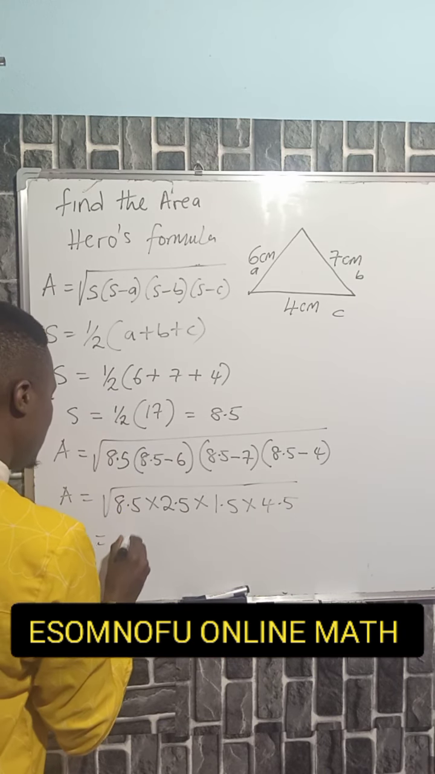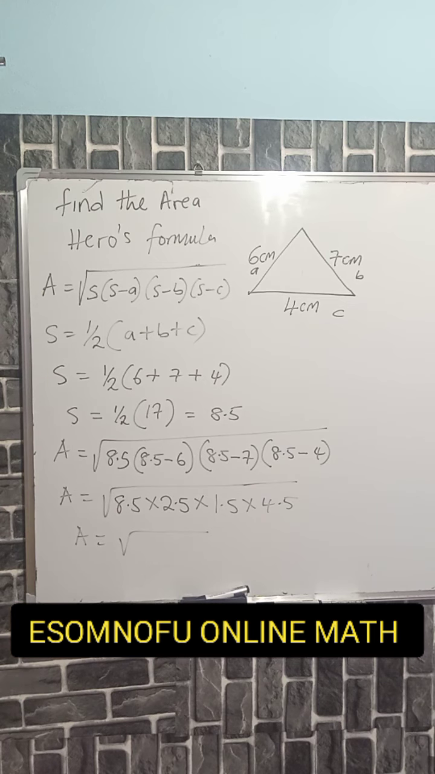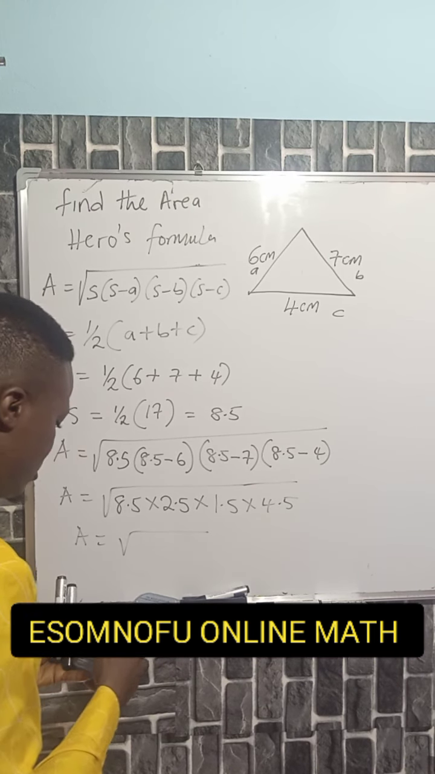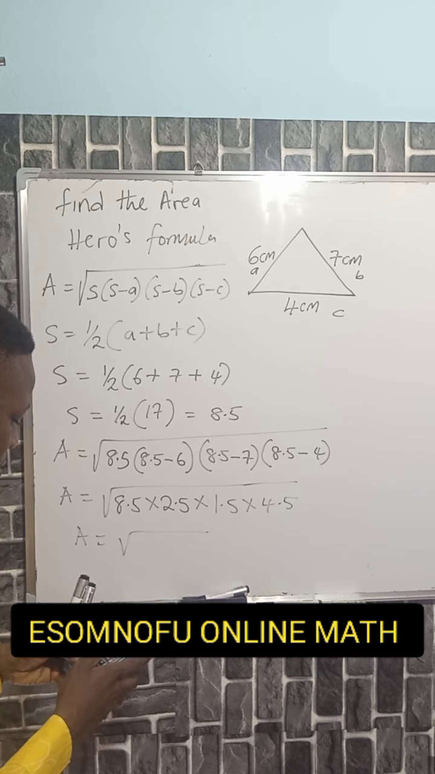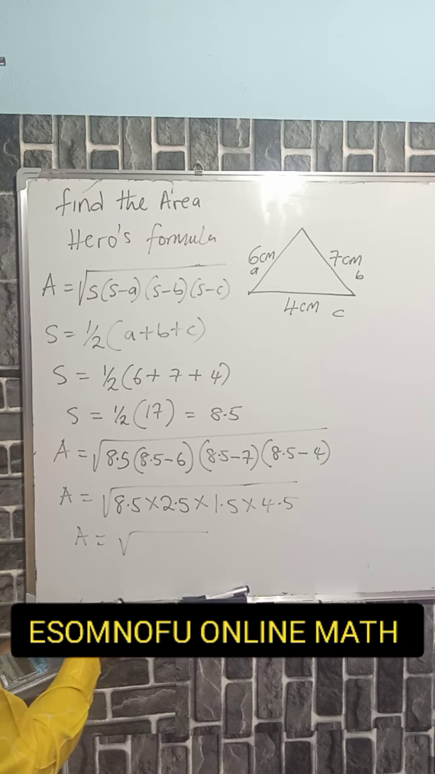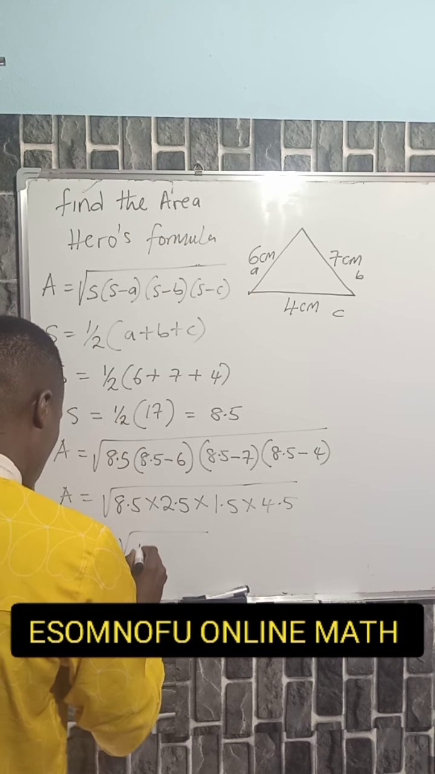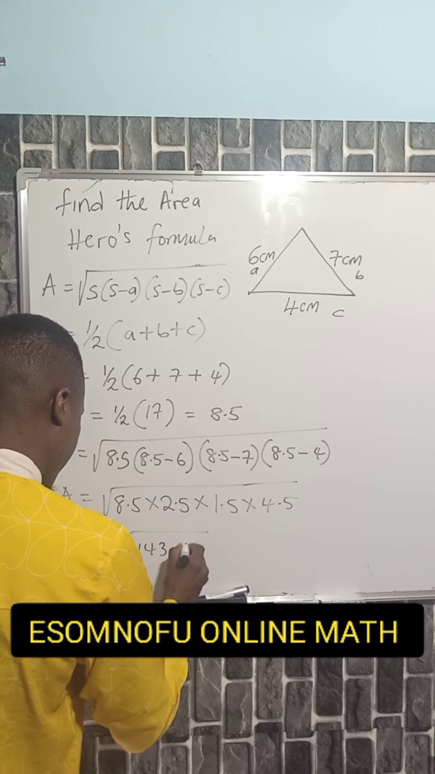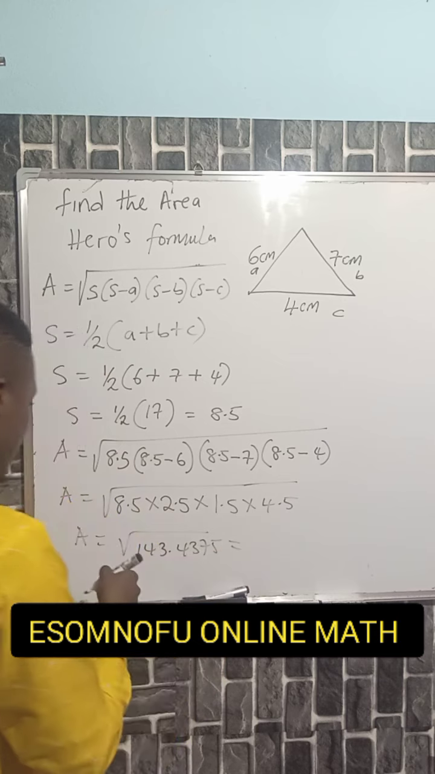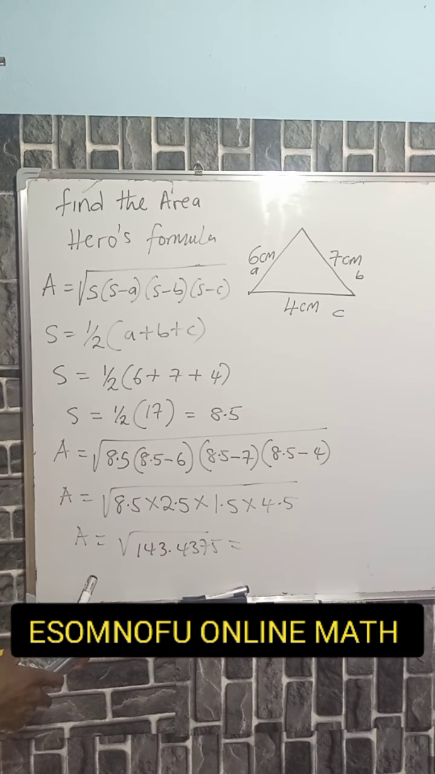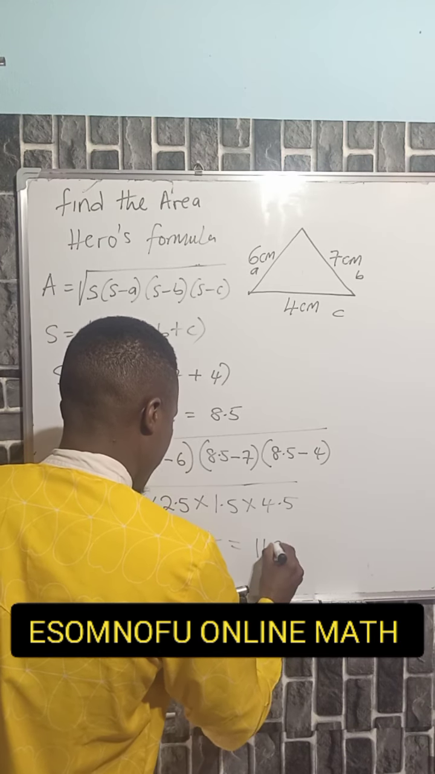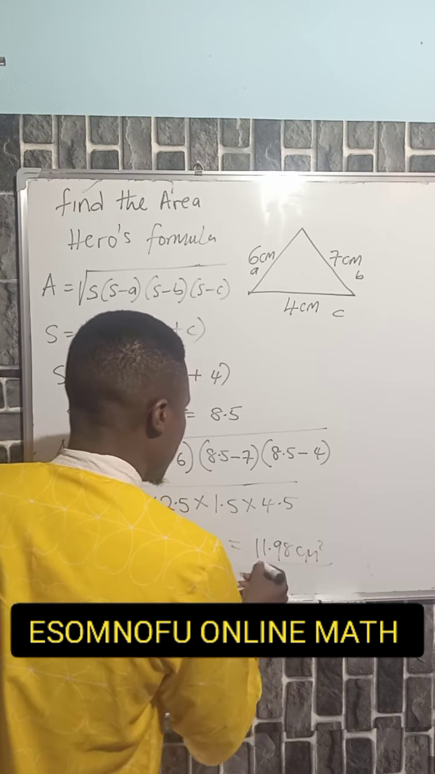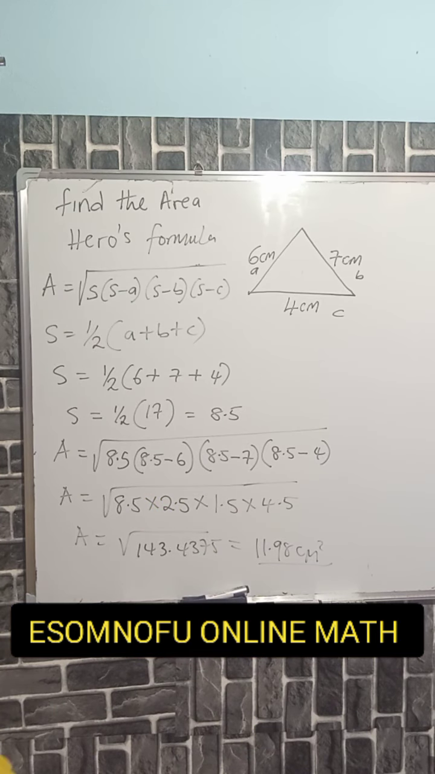So all we have to do is to multiply the numbers in the brackets. So we have 8.5 times 2.5 times 1.5 times 4.5, and that will give us 143.4375. And finally, we take the square root. So the square root is giving us 11.98 centimeters squared, and that is the area of this particular triangle.